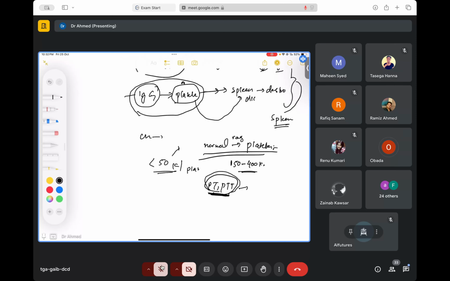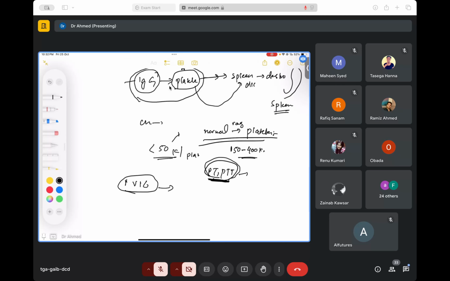There is also one approach, and you are most probably going to see MCQs related to that. One of the treatment options would be giving them IVIG. What's the idea of administration of IVIG? It blocks the Fc receptor. What would it do? It would raise the platelet count. Immunoglobulin.